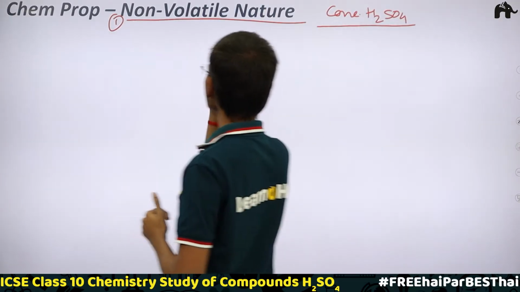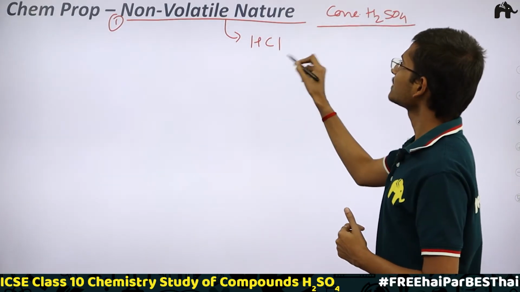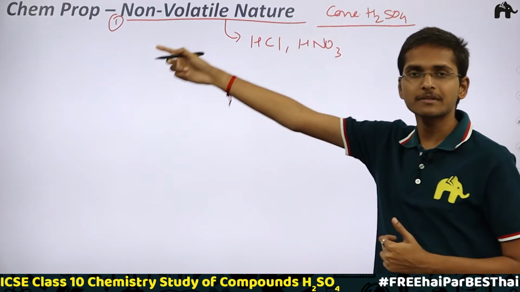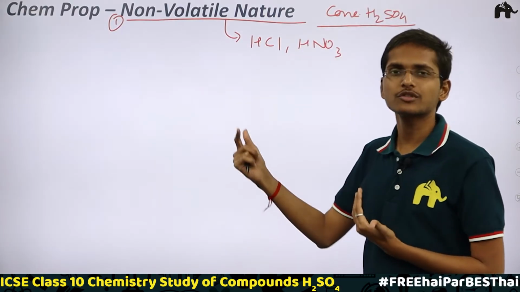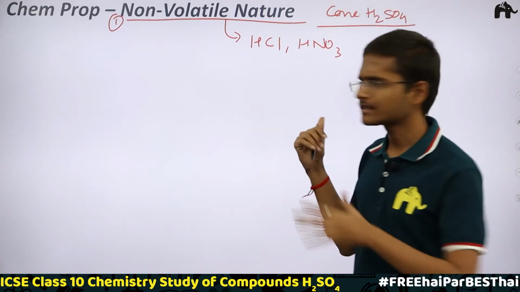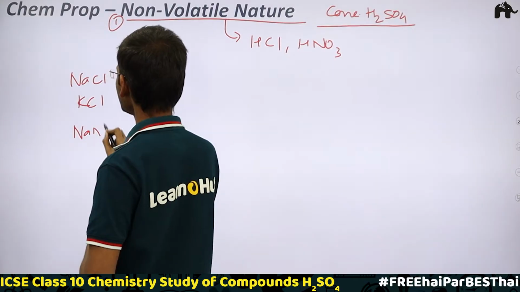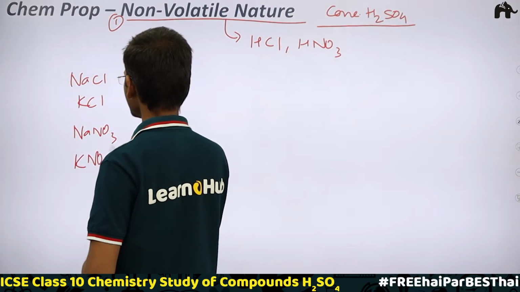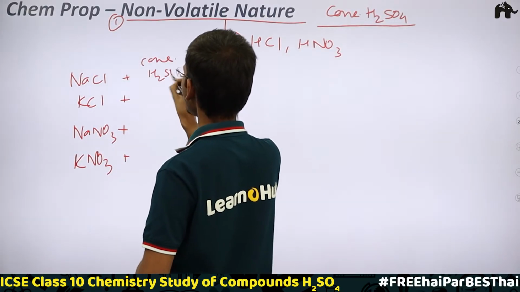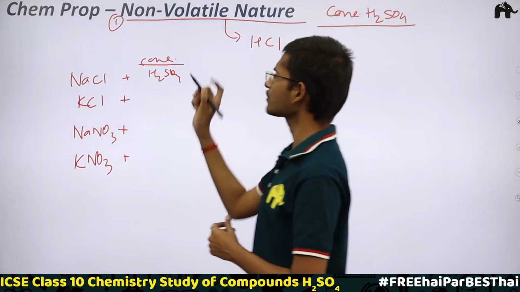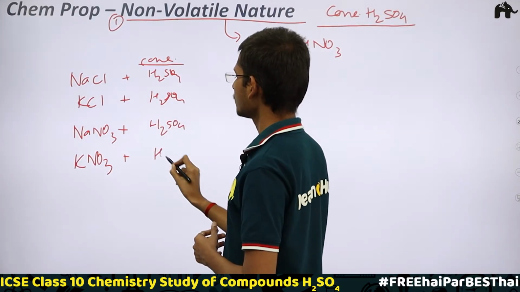Now, this non-volatile nature is actually used for preparation of volatile acids like hydrochloric acid and nitric acid, which we have already seen in the previous chapters, right? So here also the same reactions are there. Exactly the same reactions which we have studied already, we are going to study here. So simply the reaction with NaCl, KCl, and NaNO3 and KNO3, which we have already studied, with concentrated sulfuric acid. So I'm just writing here in the beginning only, here all the sulfuric acid is concentrated sulfuric acid.